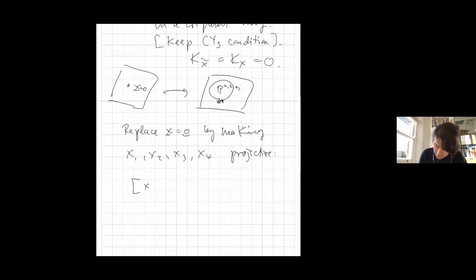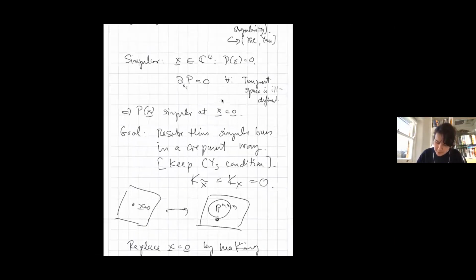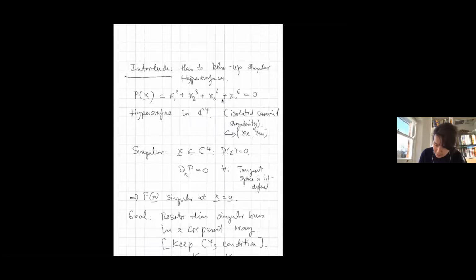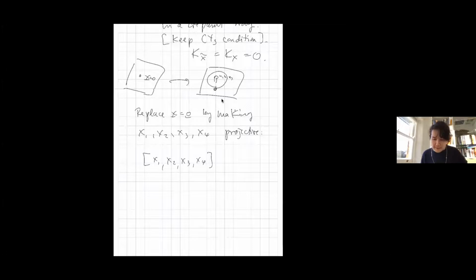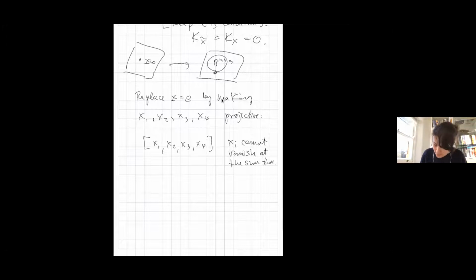So we're saying x1, x2, x3, x4 are projective coordinates. And in fact, we need to be a bit careful: depending on what these powers, in this case 2, 3, 6, 6, are, we might have to actually take a weighted projective space. So the xi cannot vanish at the same time. And that's one condition.